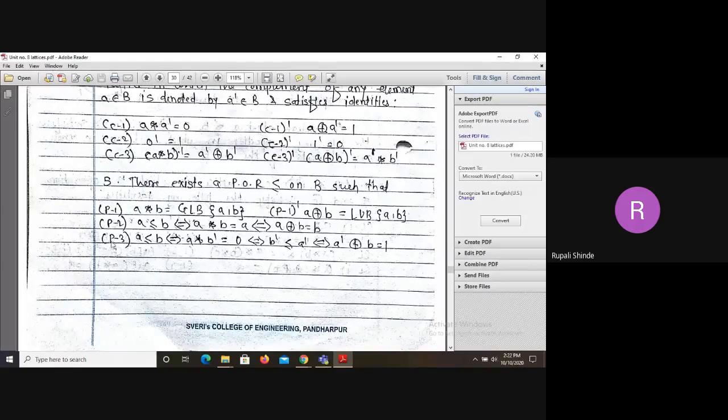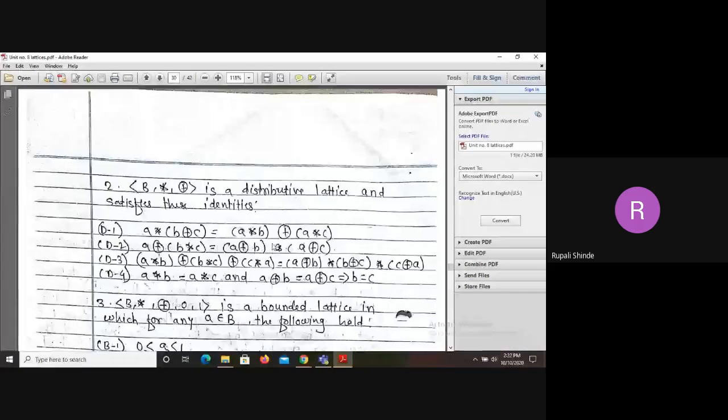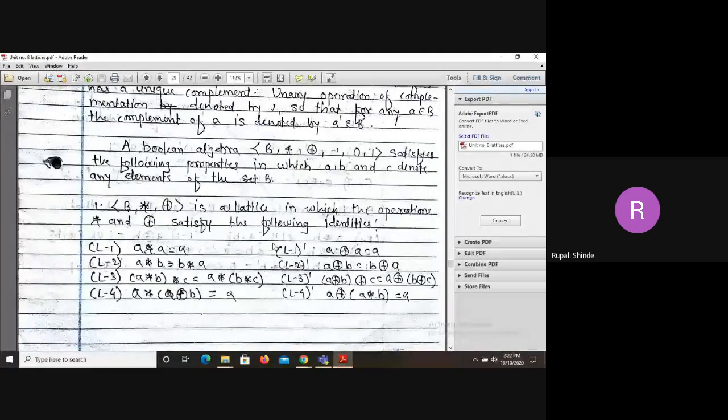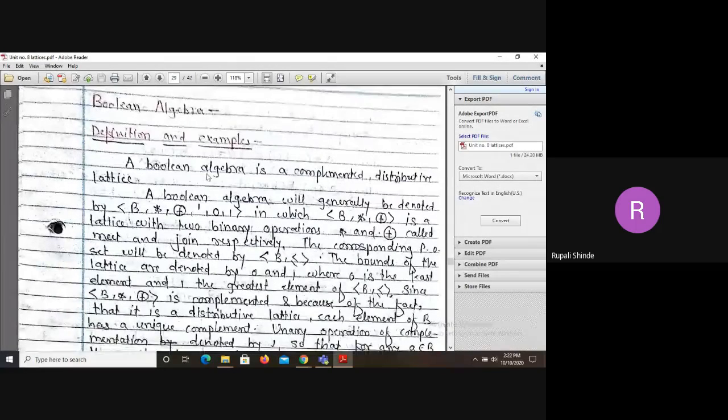So these three are related to partially ordered relation. So there are total 5 properties of Boolean algebra. First property is based on lattice only. Whatever properties we have seen for lattice, 4 properties, same properties we have repeated here, because in the definition of Boolean algebra itself we have written Boolean algebra is complemented, distributive, and one more word we can add here, bounded lattice.